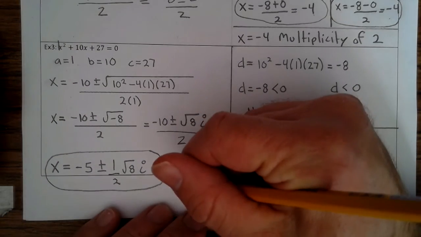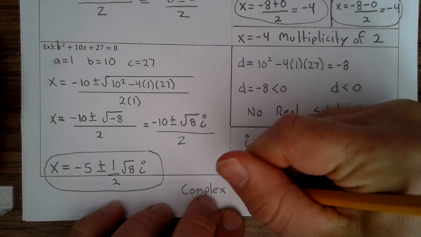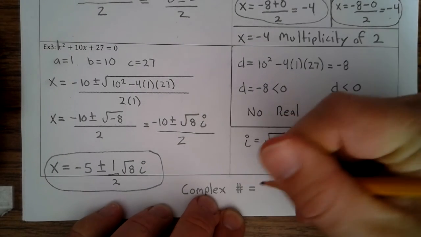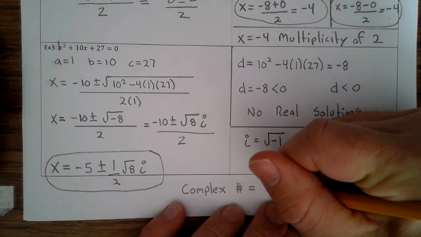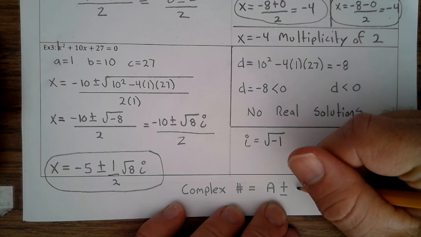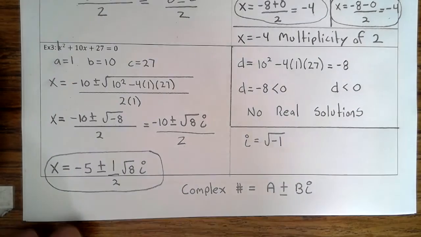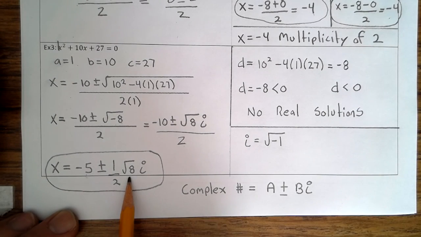A complex number is a plus or minus bi, where this is the a, and this is the b.